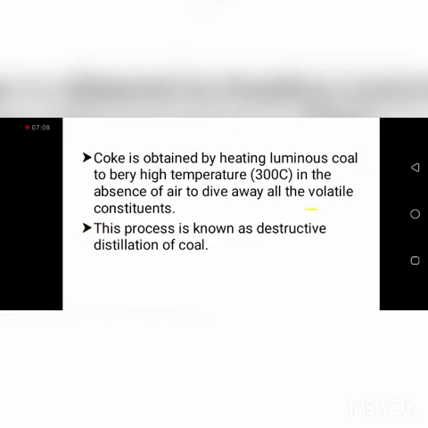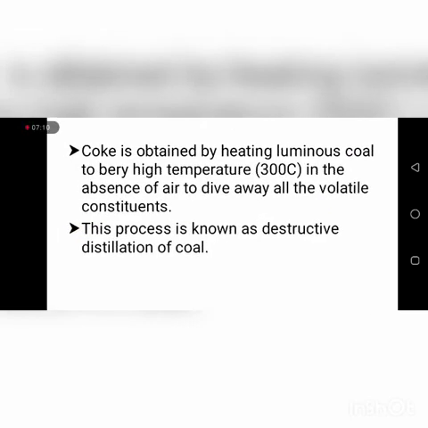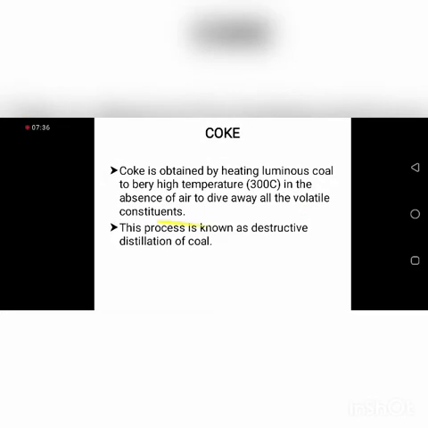The second one is coke. Coke is obtained by heating bituminous coal to a very high temperature in the absence of air to drive away all the volatile constituents. Coke is obtained from coal by heating coal to a very high temperature in the absence of air, and this particular process is called destructive distillation of coal. We are going to see it in subsequent topics.